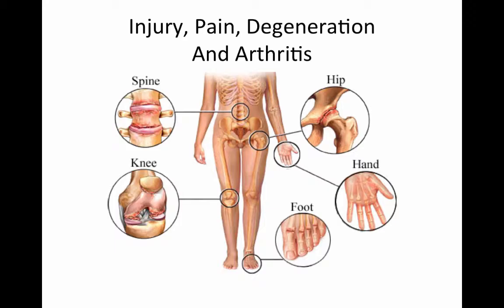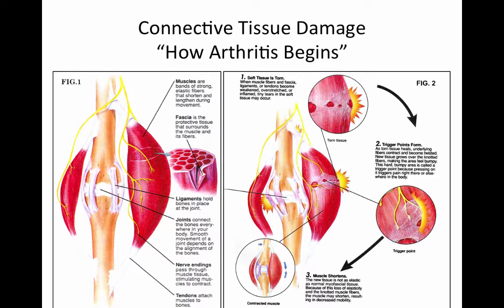And it doesn't matter if it's your hip, your spine, your knee, your foot, your ankle, your hand, your elbow, your cervical spine. It doesn't matter. What matters is that these injuries are basically all the same, except they just affect different muscles, different bones, different ligaments, and different tendons. So this is how these injuries start. Connective tissue damage is what we're going to discuss now, and this is the beginning of arthritis.